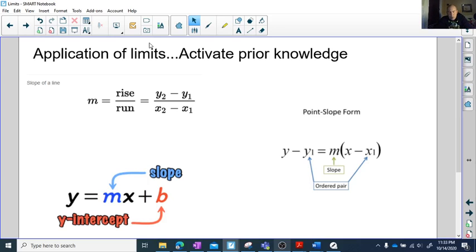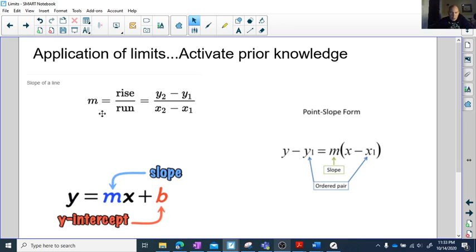Welcome to today's video where I'm going to discuss an application of limits. I'm going to show you how you can use limits to calculate the slope of a tangent line drawn to any function. Now before we can do that, I'm going to review some concepts from linear relations that you would have come across in Pre-Calc 11, would have done a little bit in Foundations 11 as well.